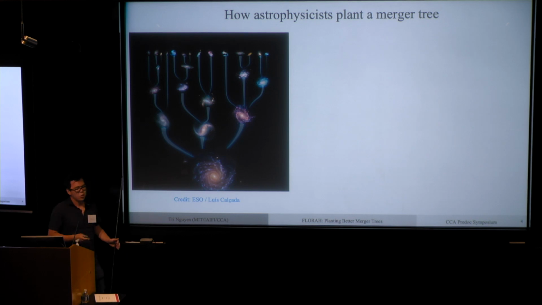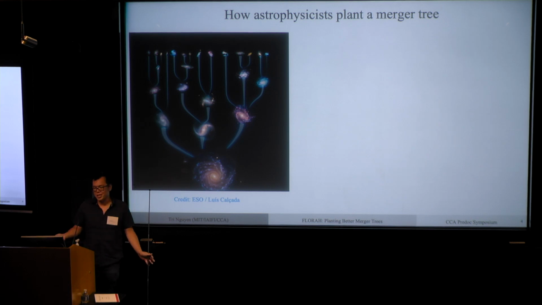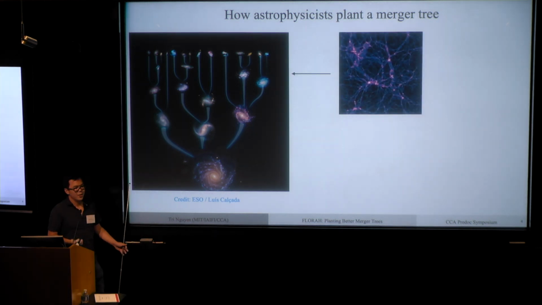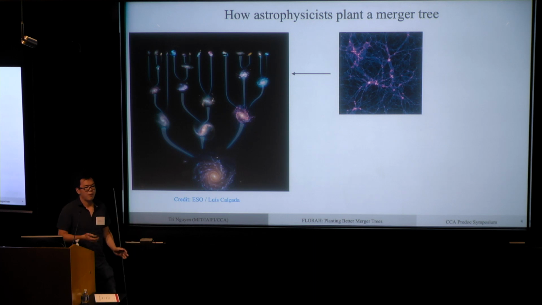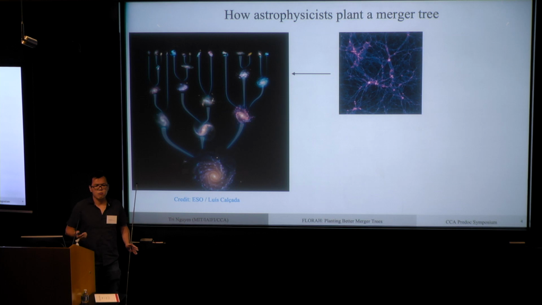So how do astrophysicists normally plant merger trees? The first way you can do it, like I mentioned before, is you can run an N-body simulation, and then you can use things such as Rockstar to keep track of the halos, and then you can use Consistent Trees or any kind of tree reconstruction algorithm to basically link those halos into a tree structure.